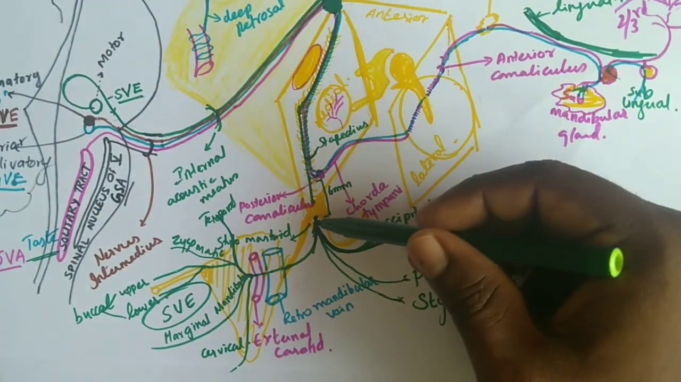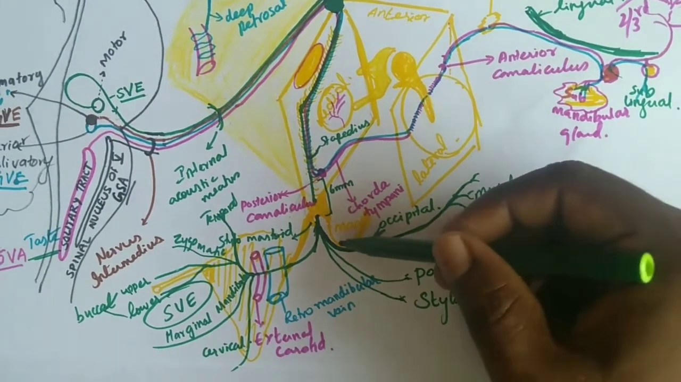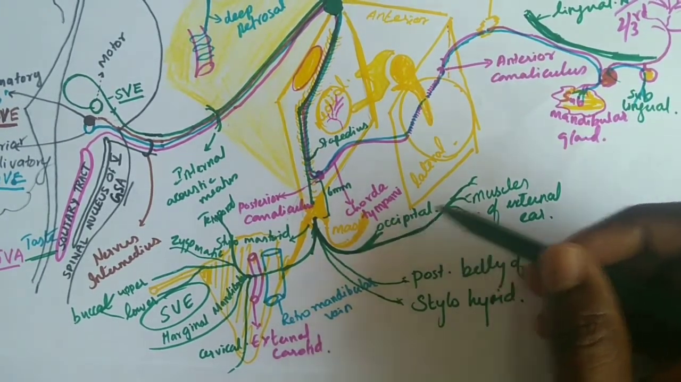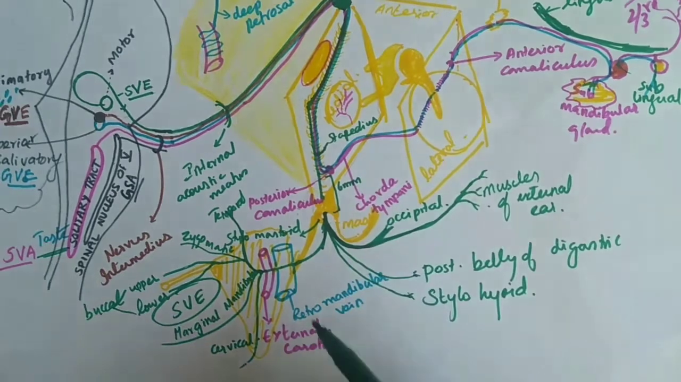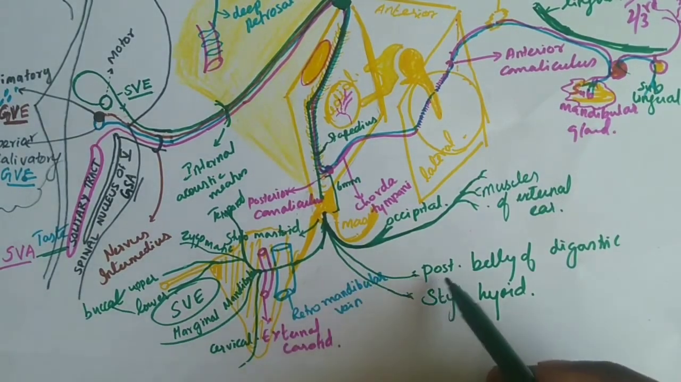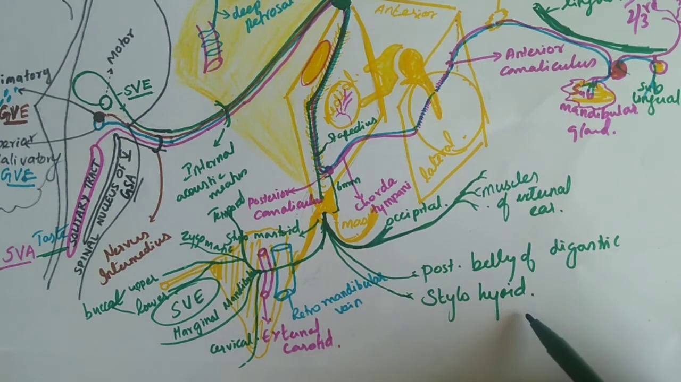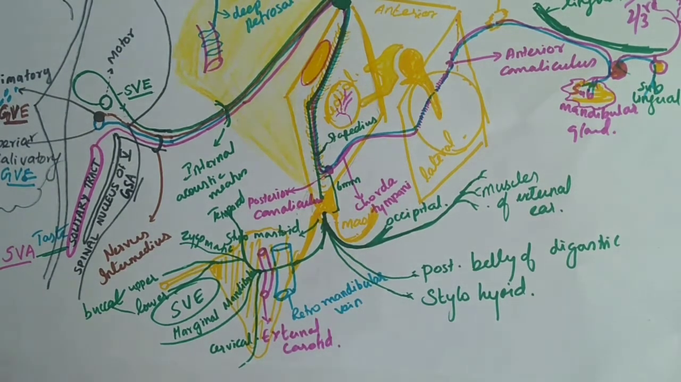Similarly, there is one branch which goes behind the mastoid process, and that is called the occipital branch, which will be supplying the occipitofrontalis muscle and the muscles around the ear. Then we have 2 more branches, one supplying the posterior belly of digastric and the other supplying the stylohyoid muscle.